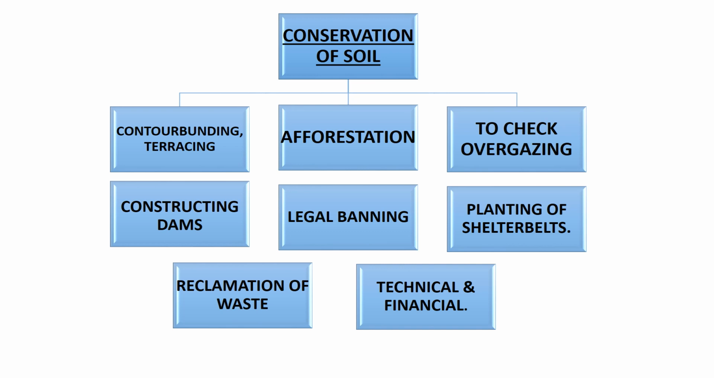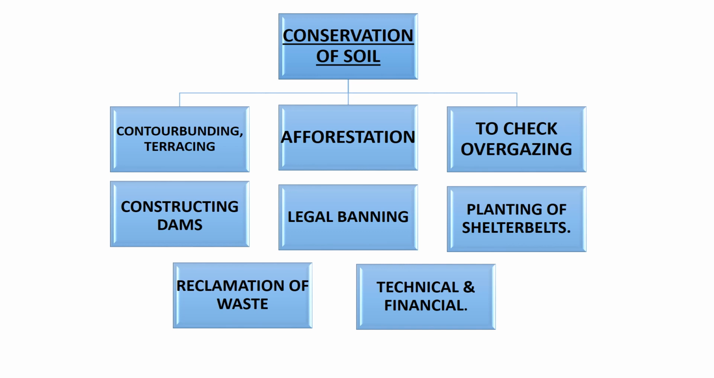Legal banning of primitive methods of jhuming or cultivation should be exercised. Sixth, planting of shelter belts. Belts of trees and shrubs should be planted to check the velocity of the wind where wind erosion is prominent.